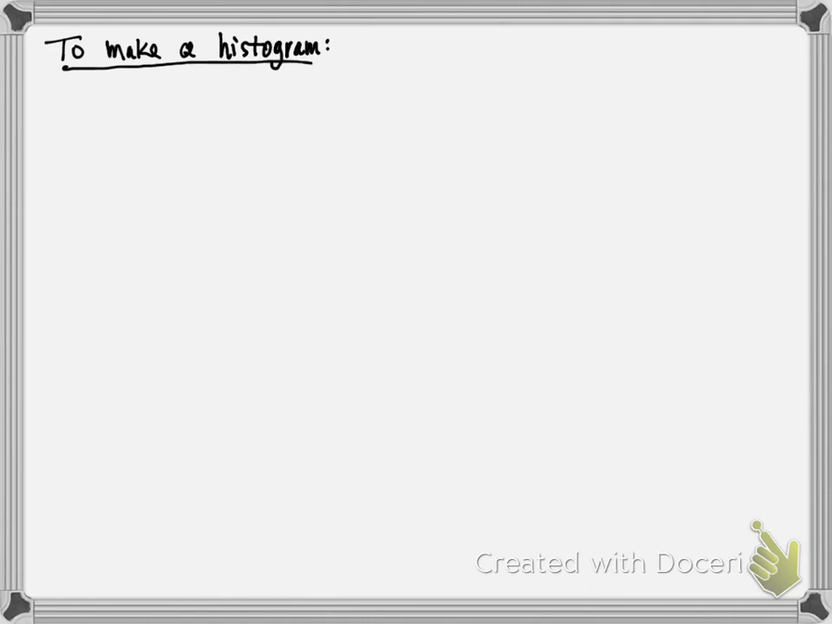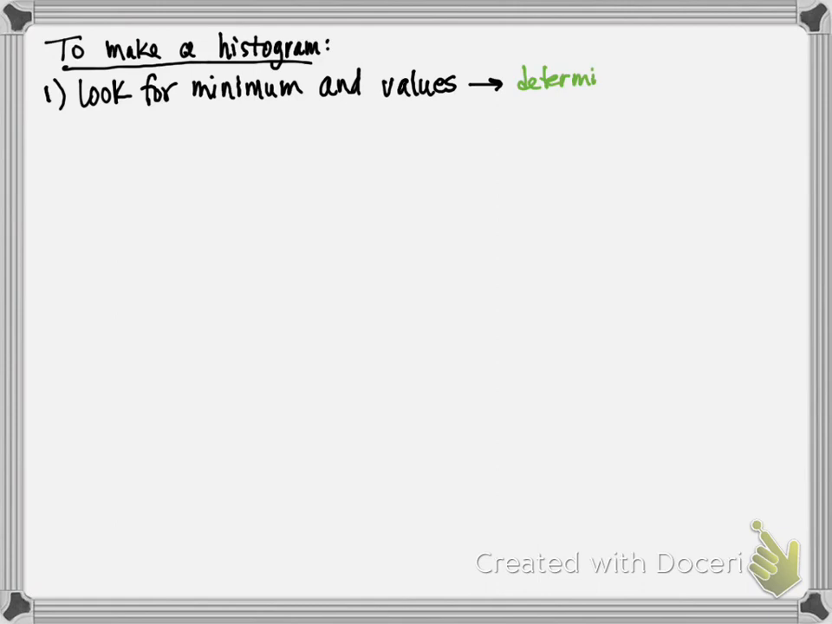What we do is we look for minimum and maximum values. So we're trying to figure out where we begin and where we end. And this is going to help us to determine the intervals. What are we going to count by? Are we going to count by 5s, 10s, 15s?